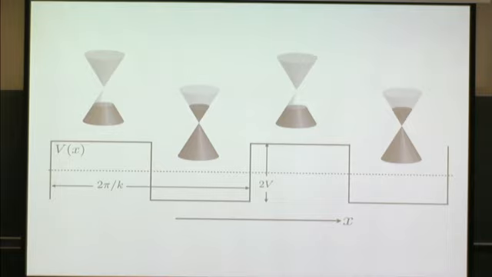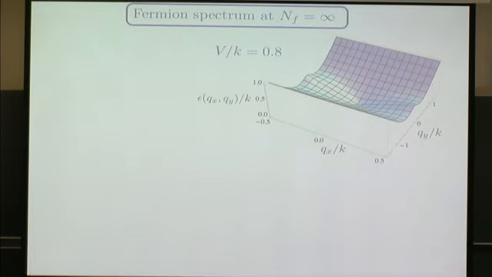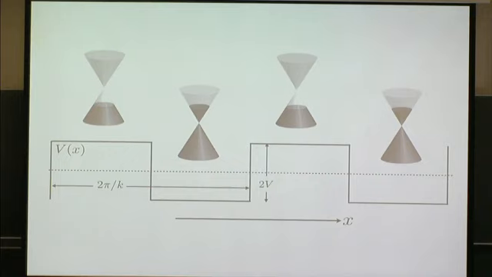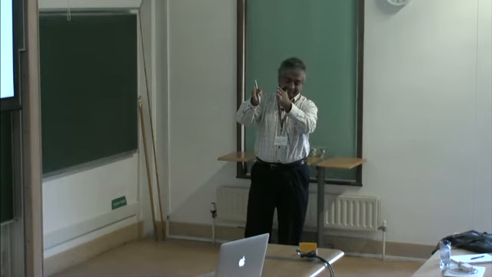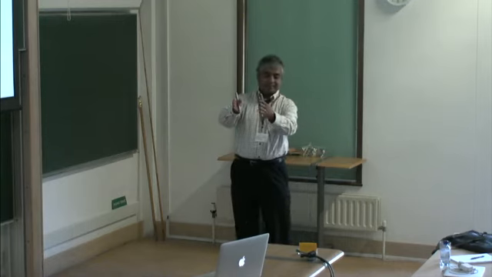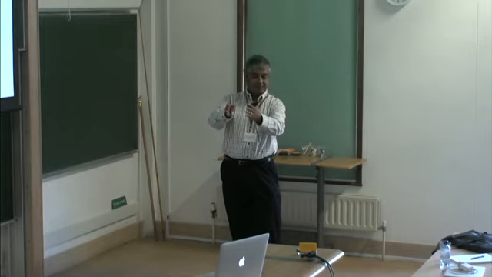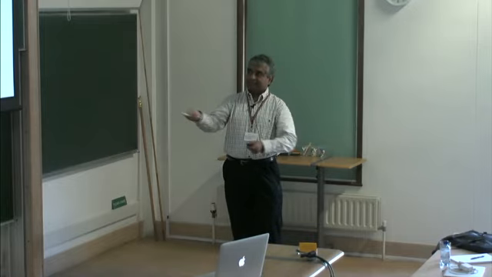So let's first take small V over k. At small V over k, life is relatively simple. You have this Dirac fermion, which I'm now showing in momentum space, q_x and q_y being the two directions. Since my period is 2π over k, my new Brillouin zone along the x direction has width k. Everything is then periodic as a function of momentum along this direction.